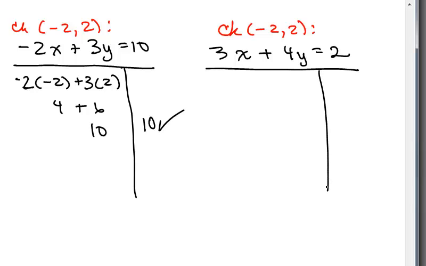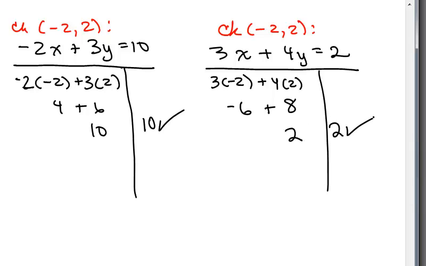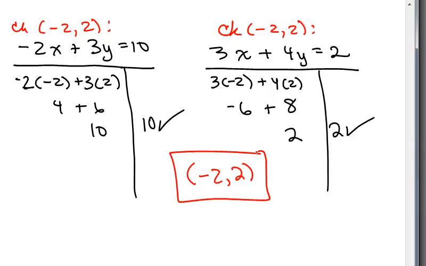And we're going to go over here, plug in negative 2 for x, positive 2 for y, and again we're going to simplify. Negative 6 plus 8 is 2, right side is 2, so it checks. So therefore, I was correct. Negative 2, 2 is the solution for this problem.